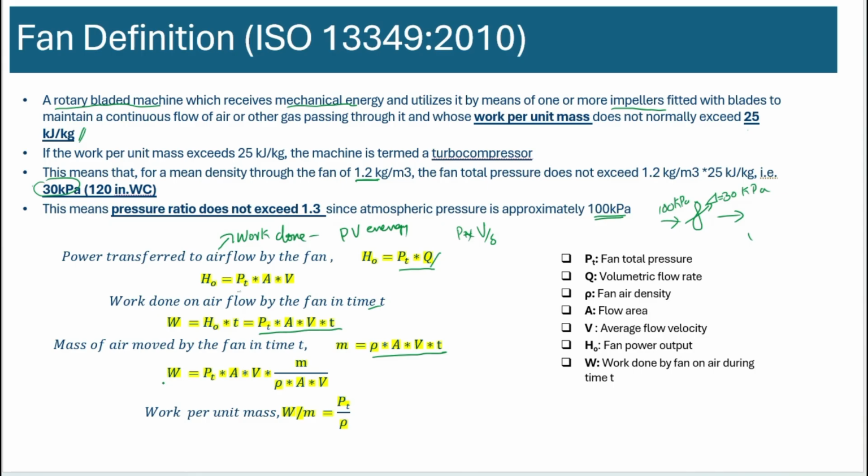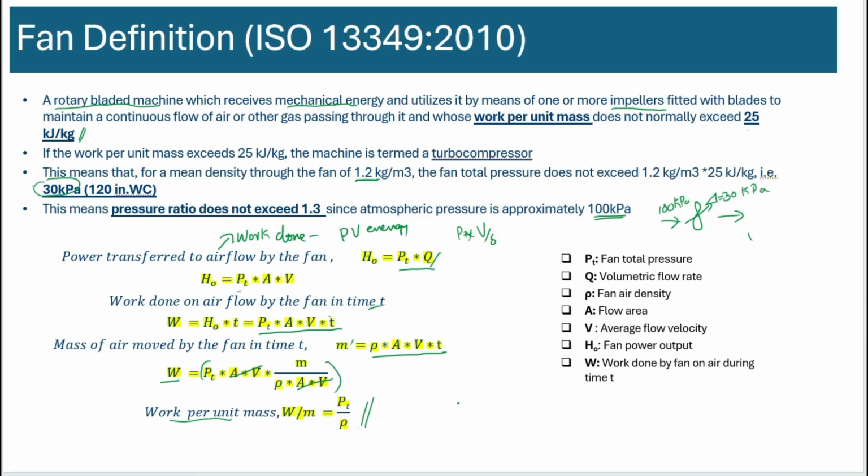So the work done overall can be written as this if you replace this T with mass by rho AV. Okay, so now everything can be cancelled here. AV can be cancelled, and then work done per mass, work per unit mass, is nothing but total pressure by density. This is how we got this equation here.